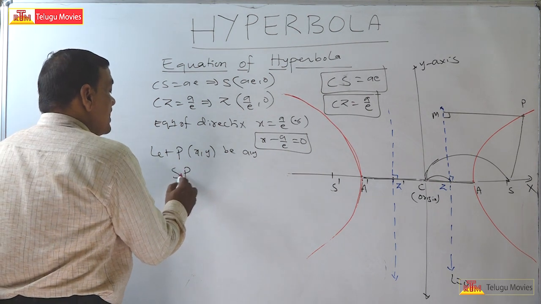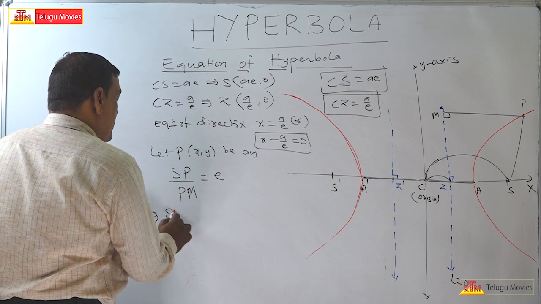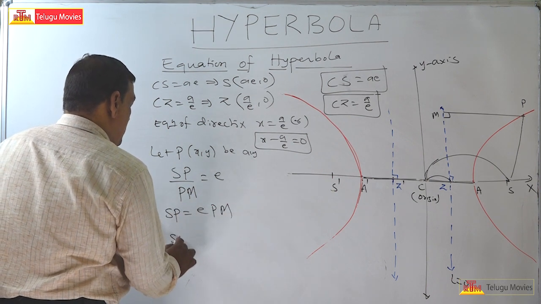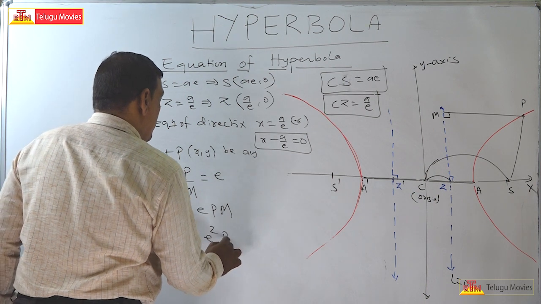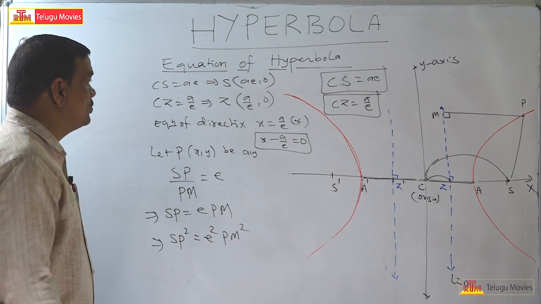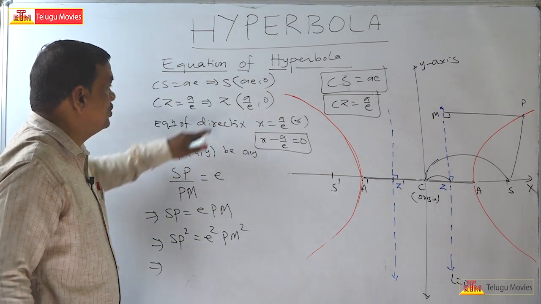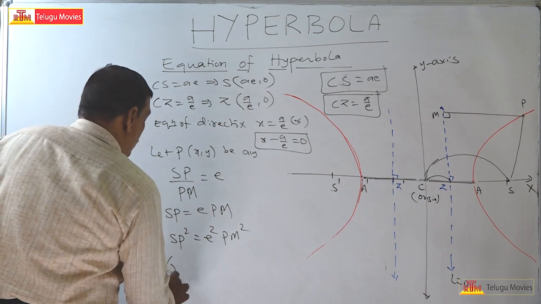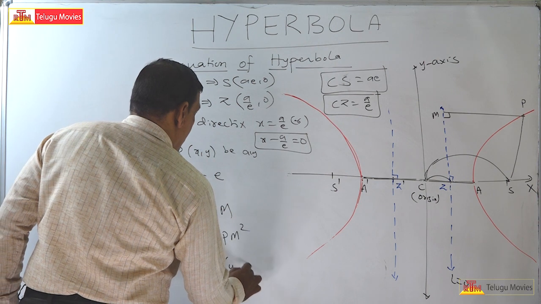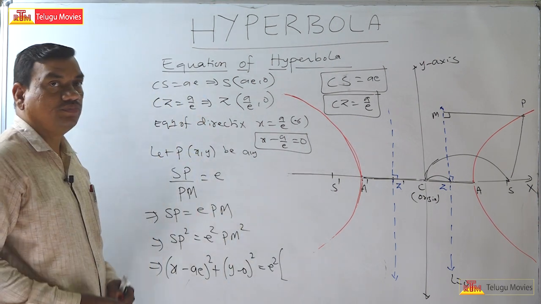Then we have SP by PM is equal to e. This implies SP is equal to e PM. So this implies SP square is equal to e square PM square. Now what is SP square? Distance between S and P without square root. That is equal to (x minus ae) whole square plus (y minus 0) whole square is equal to e square into PM.